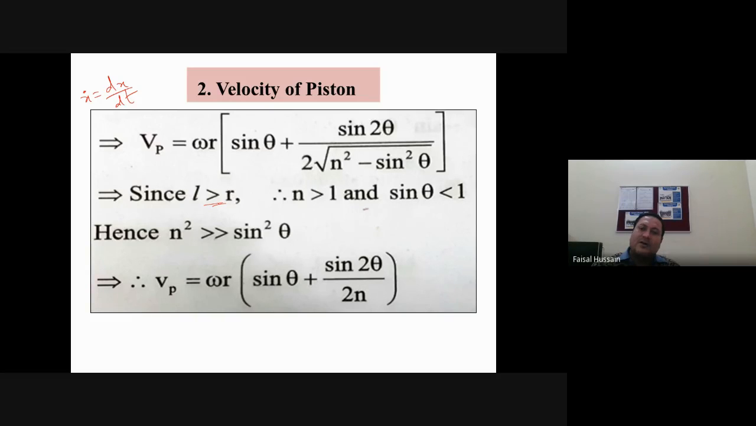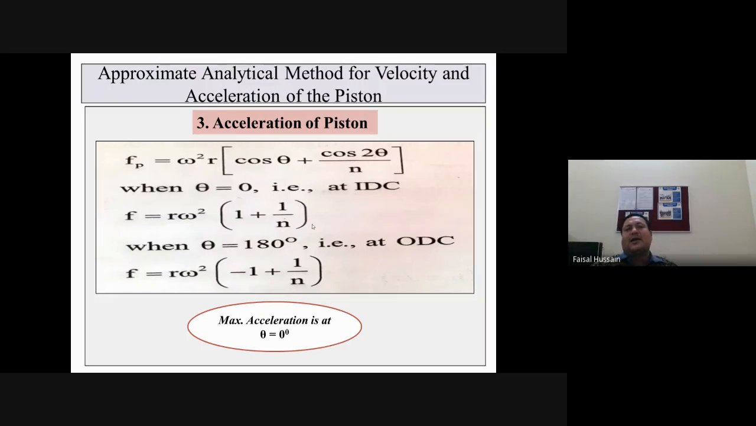The sine square theta term will become 0, and if the sine square theta term is approximately equal to 0, then it will be just 2 into under root n square, which comes out of the root, so it will be just twice n. So here this term becomes 0, so it is 2 under root n square, which is just twice n. And why is sine square theta 0? Because sine theta is less than 1. If sine theta is less than 1, it means that the sine square theta term will be approximately equal to 0. So this is the expression for velocity of piston, and third is the expression for acceleration of the piston.